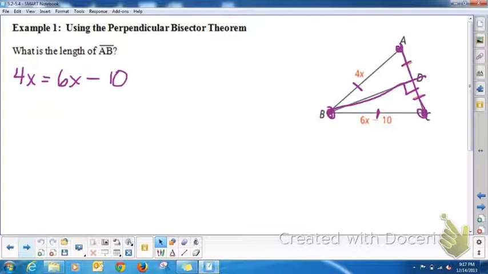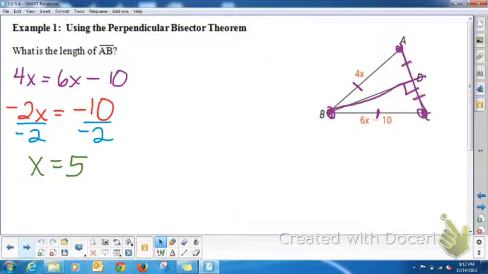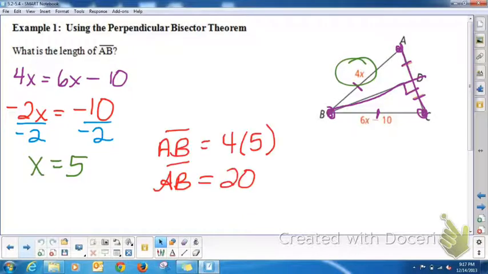Then we would collect all the x's on one side of this equation to get that negative 2x is equal to negative 10. Then we would use the division property of equality to solve for the value of x. Once we found that x is equal to 5, then we could substitute it in to the expression that represented AB. AB is 4x. So the length of AB would be 4 times the value of x, 4 times 5. So AB would equal 20. And that would mean that BC should equal 20 also. 6 times 5 is 30 minus 10 is 20. Both of these segments are 20.